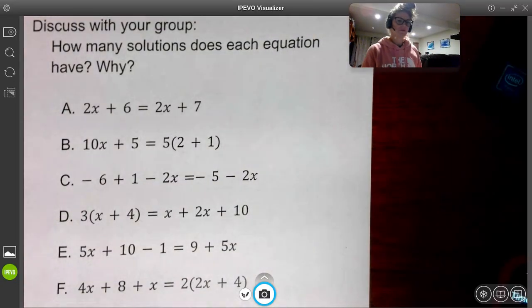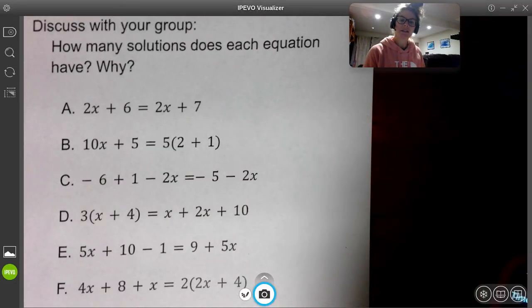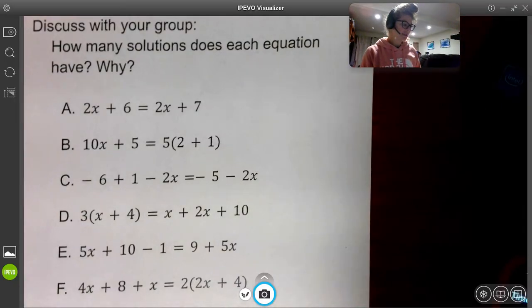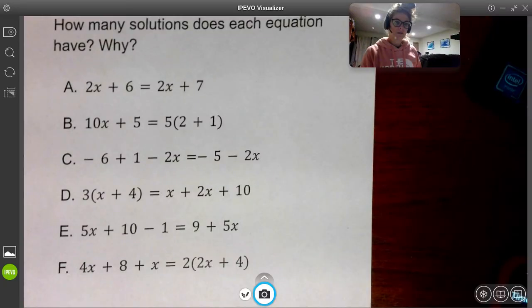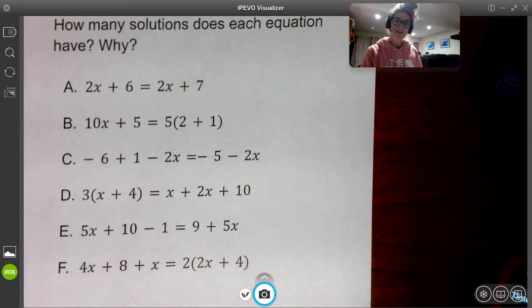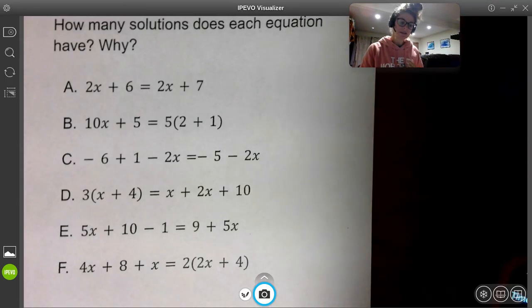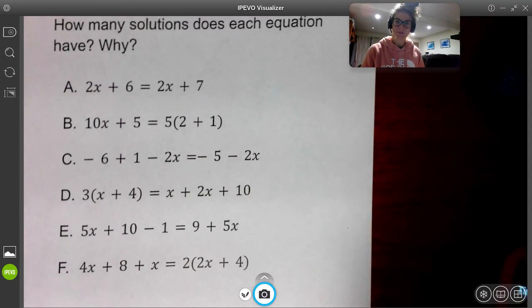So, first of all, to get ready for your exam, I want to talk about how many solutions each equation has and why. Taking a look, you have 6 different equations here. They either have one solution, infinitely many solutions, or no solutions. I'd like you to take 4 minutes with your group right now and discuss how many solutions you think each one has. Go ahead, 4 minutes.